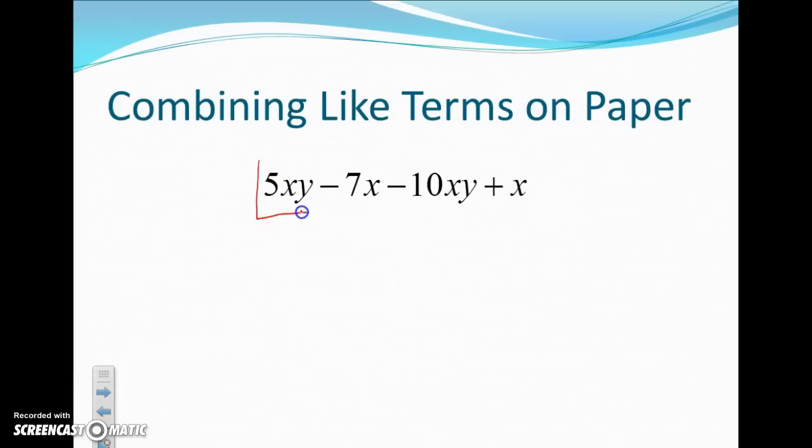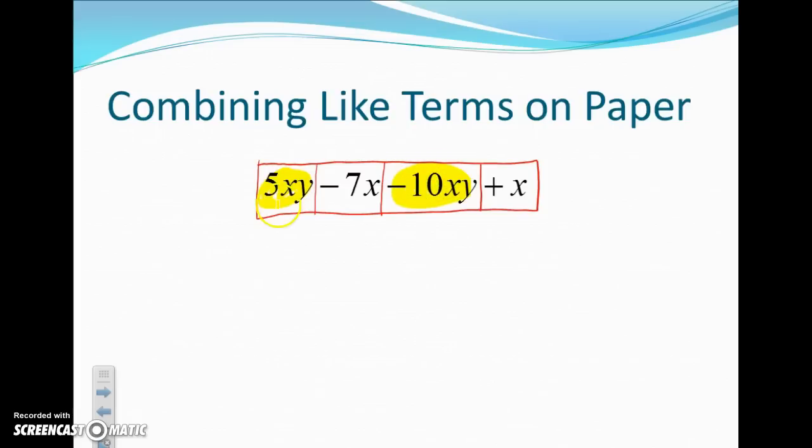So, let's box it up. And then let's find the terms. So the first term is 5xy, the next one is negative 7x, the next one is negative 10xy, and the last term is x. So let's find the like terms. Like terms are 5xy and negative 10xy.